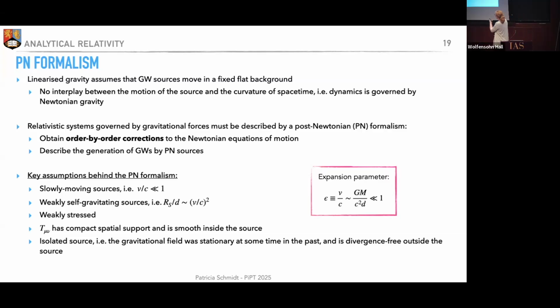We define an expansion parameter, which is the ratio of the velocity over the speed of light, which you can also express in terms of the mass and the size of the source. And we say this is much, much less than 1. What we want is eventually what we had in linearized gravity, but now we're going to include higher and higher order corrections to the Newtonian equations of motion, because effectively that's what we had in linearized gravity: Newtonian type equations of motion. But now we're taking this consistently into account and linking it back to the generation, considering these PN sources.